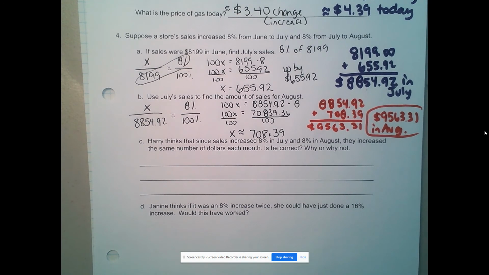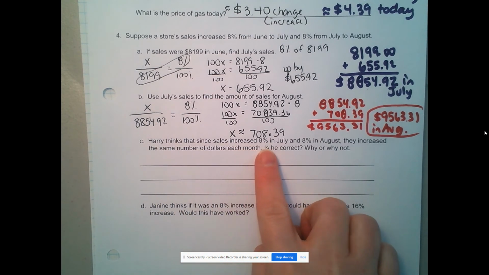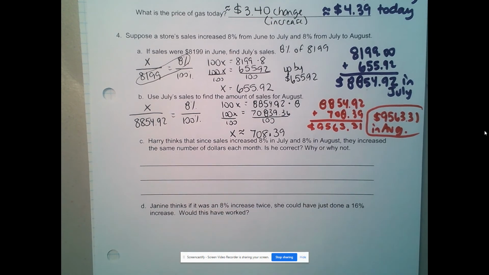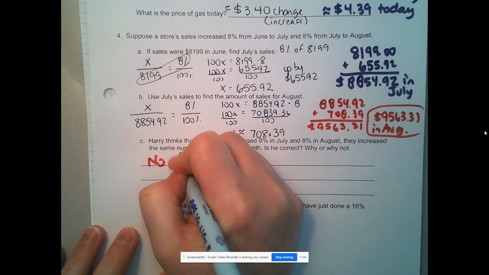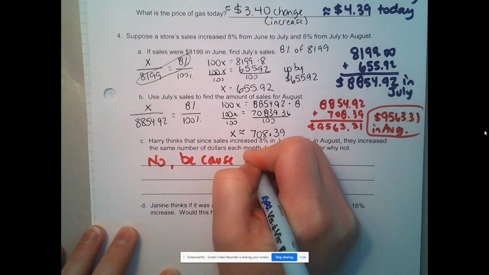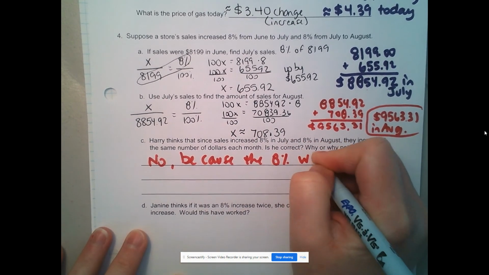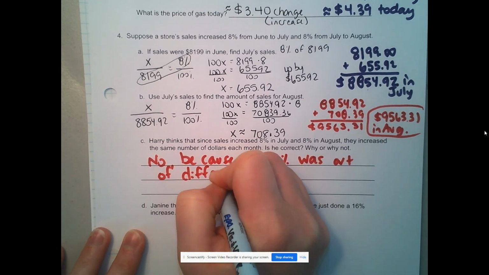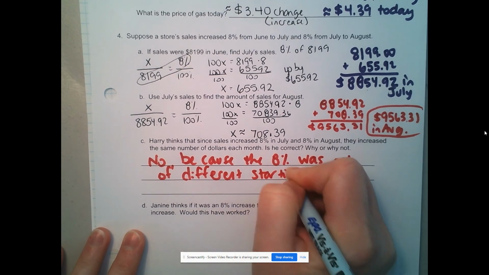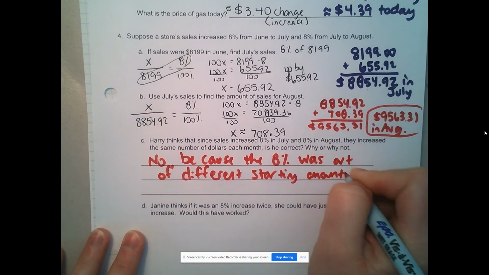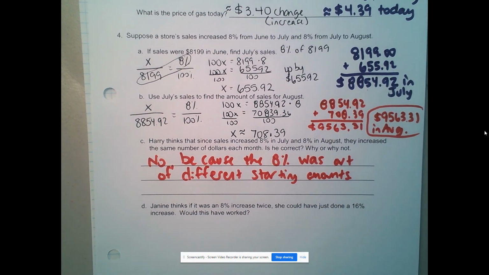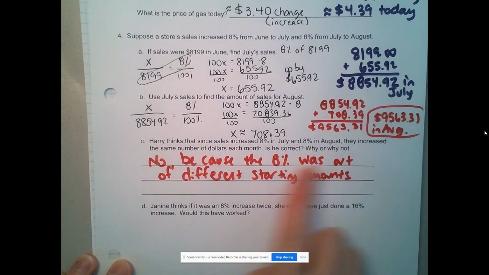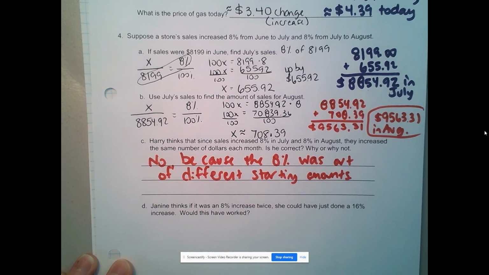So it says, Harry thinks that since sales increased 8% in July and 8% in August, they increased the same number of dollars each month. Was he correct? We would say no, because the 8% was out of different starting amounts. The starting amount in June was different than the starting amount in July.